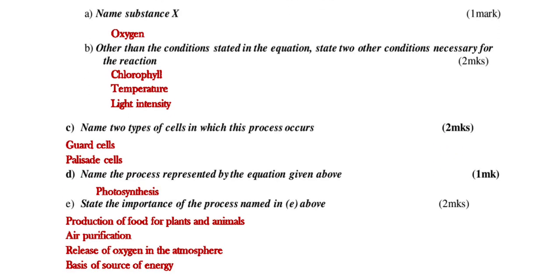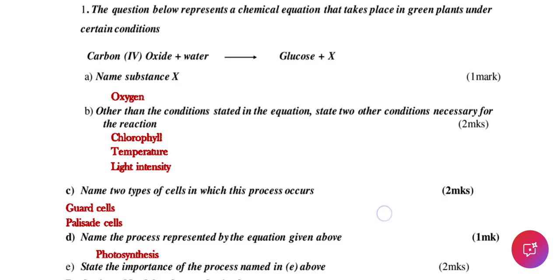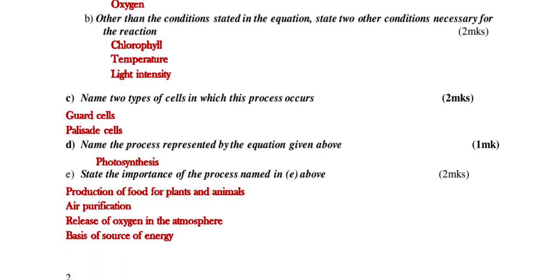C. Name two types of cell in which this process occurs. So the answer is guard cells and palisade cells. D. Name the process represented by the equation given above. Where is the equation? The equation is here. So the process is photosynthesis.